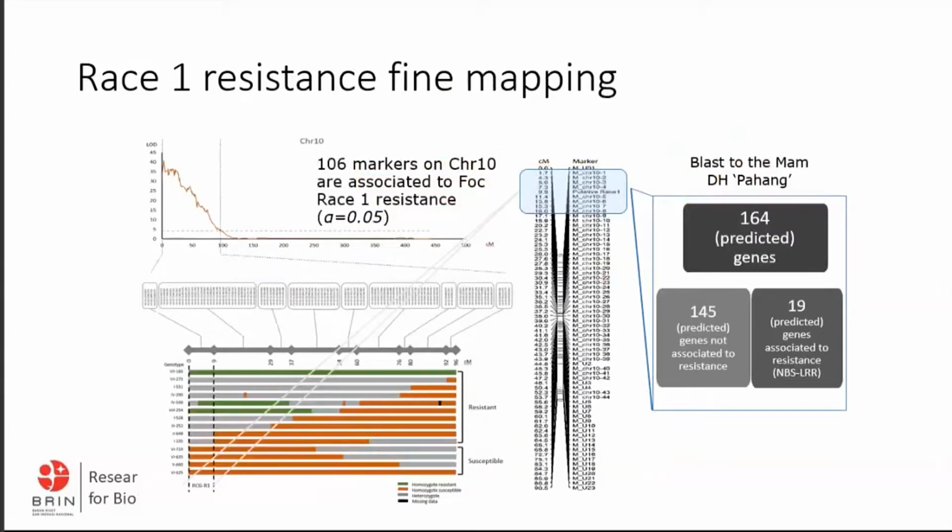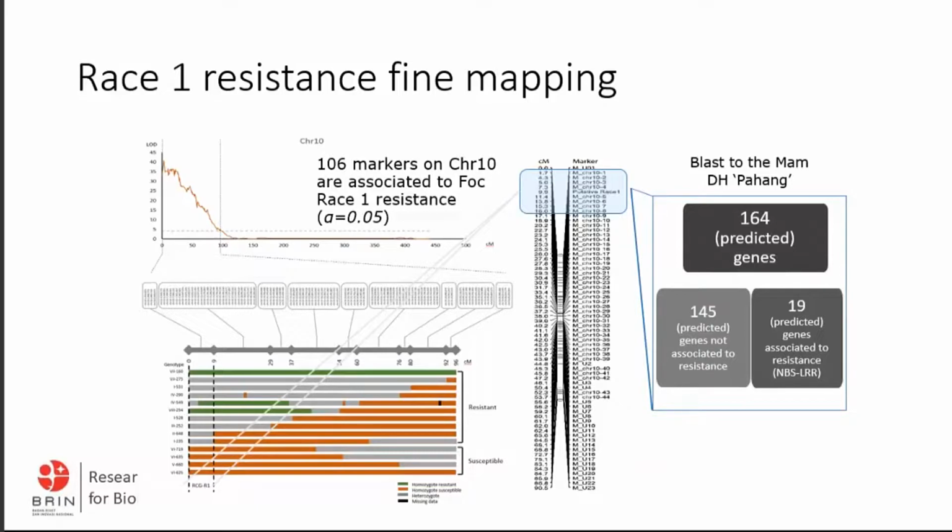As I mentioned previously, the fine mapping is only done for the RIS1. So this is the fine mapping for the RIS1 resistance. Because of the significant score, the LOD is obviously above the threshold. Then we could perform the fine mapping.